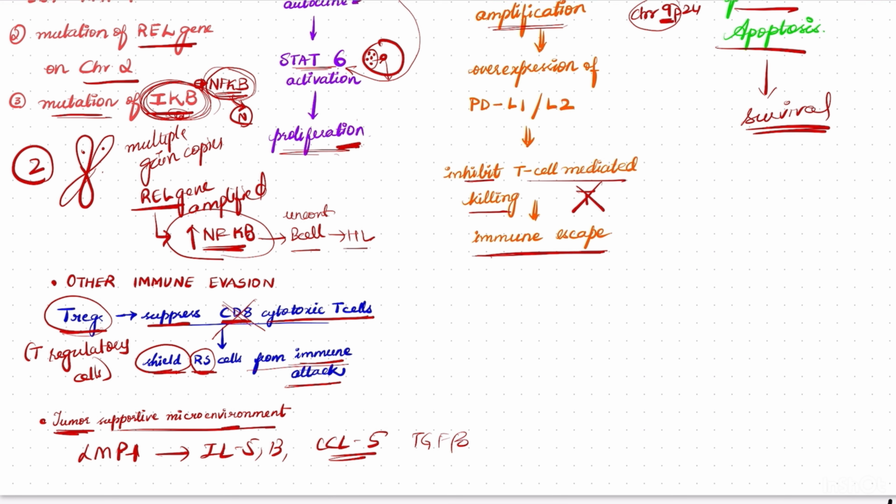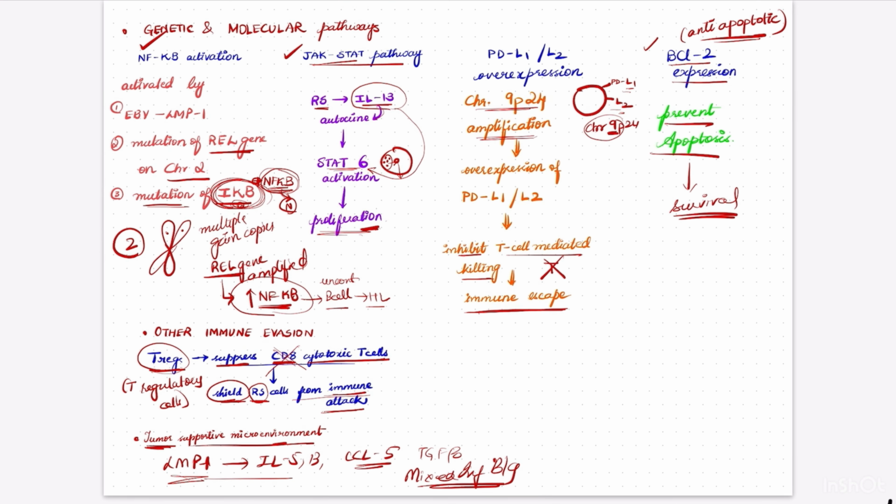This supportive microenvironment that creates a mixed inflammatory background is brought about by LMP1, which secretes all these factors. These are the other factors. So these are all the factors responsible for causation of Hodgkin's lymphoma.